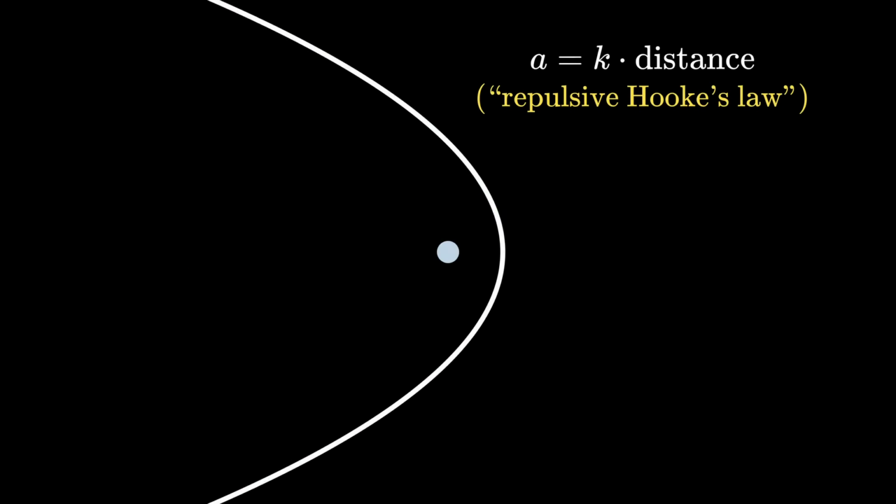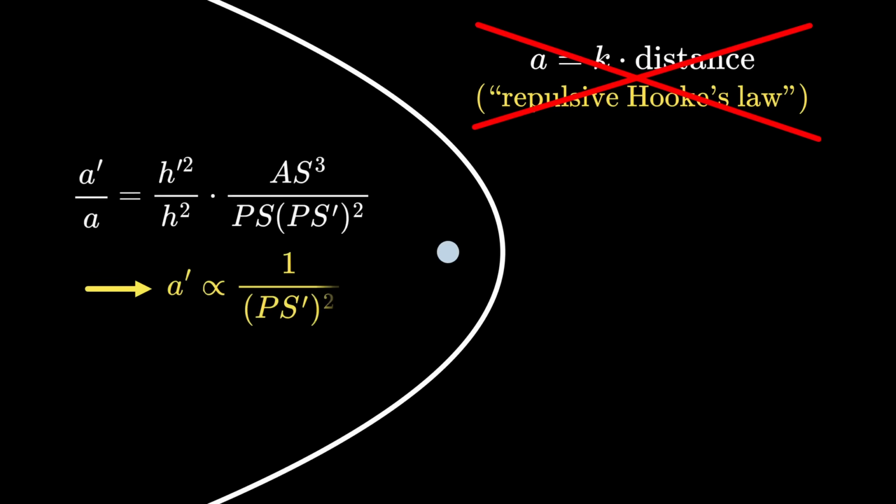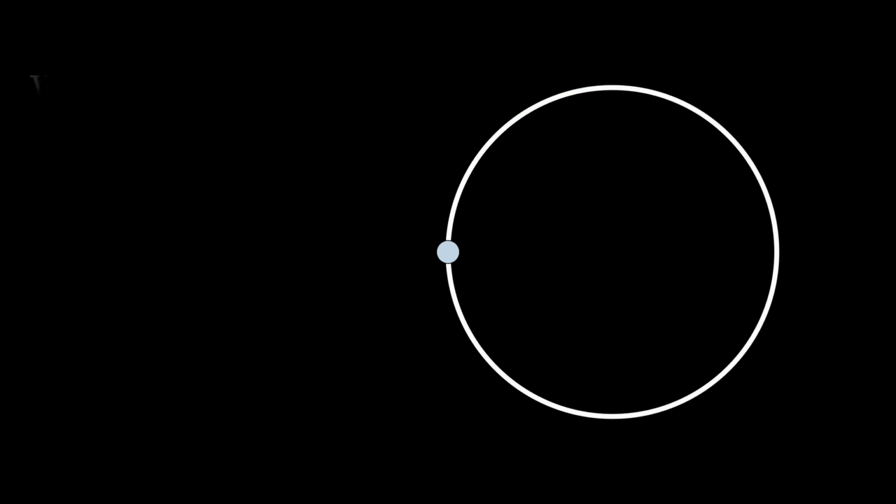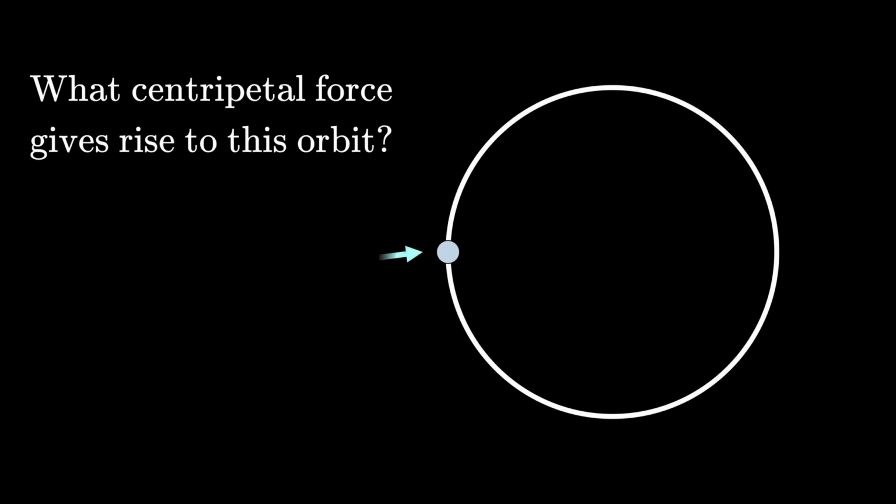Parabolic orbits are a bit tricky because Hooke's law, repulsive or not, couldn't produce this orbit, but we can still cleverly use this acceleration ratio formula to derive that parabolic orbits can be produced by inverse square law. For more details, as well as an interesting problem of finding the centripetal force that gives rise to a circular orbit, where the center of attraction is on the circumference, I have made a second channel video for that.